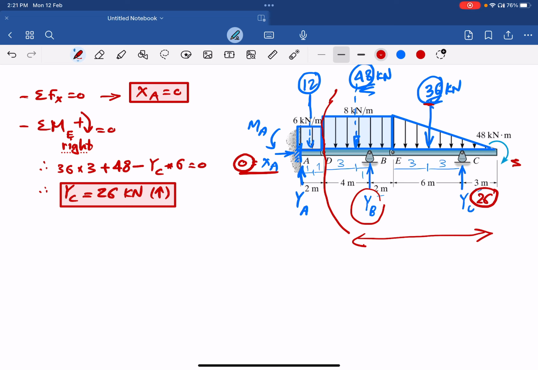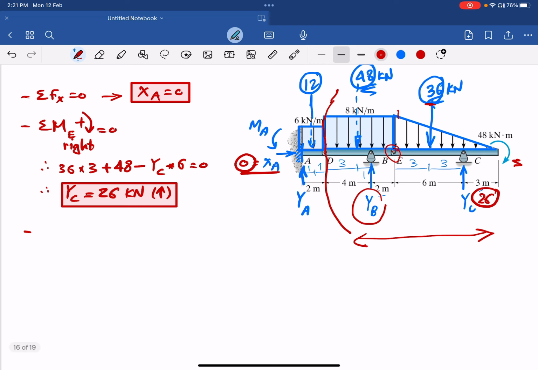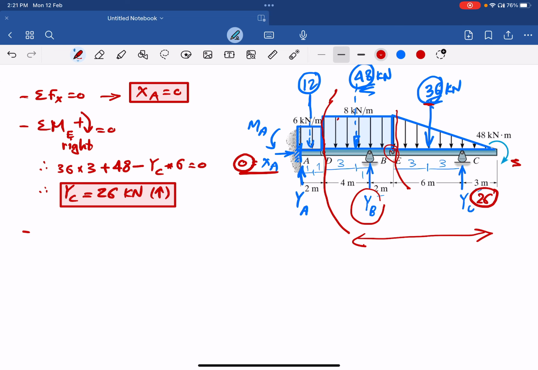The other option is to cut the beam into pieces and you get the reactions here and then transfer it to the other part and so on. I prefer not to cut the beam, just keep it closed and take a moment for the right side. Okay, so let's do that. We'll take a moment here at D for the right side.